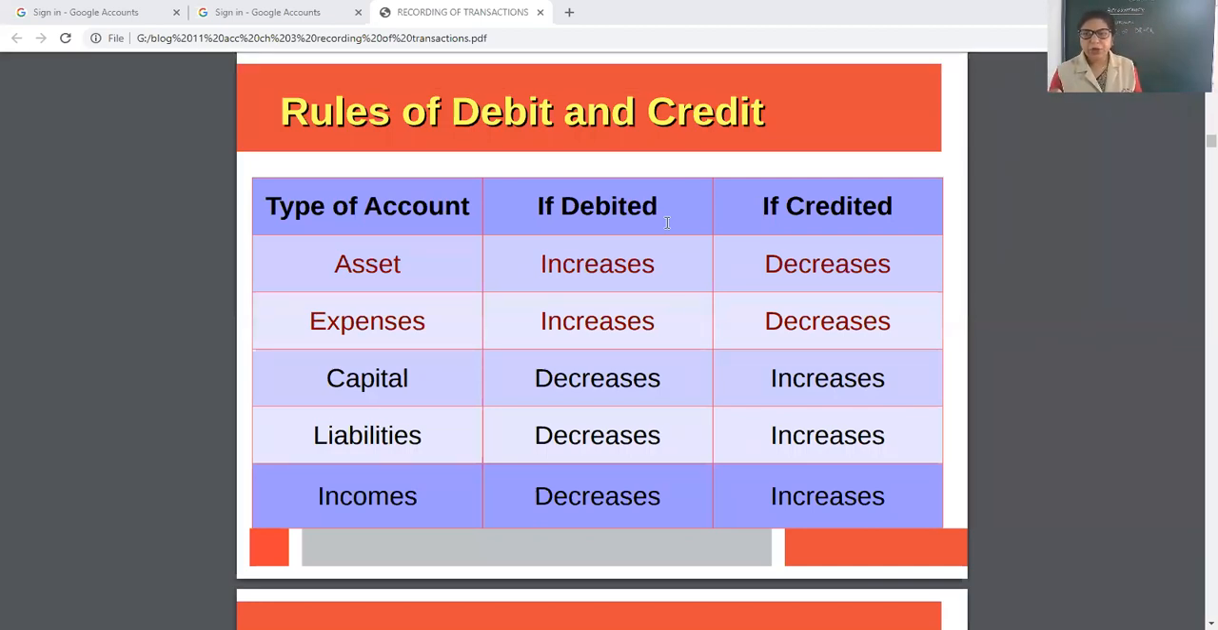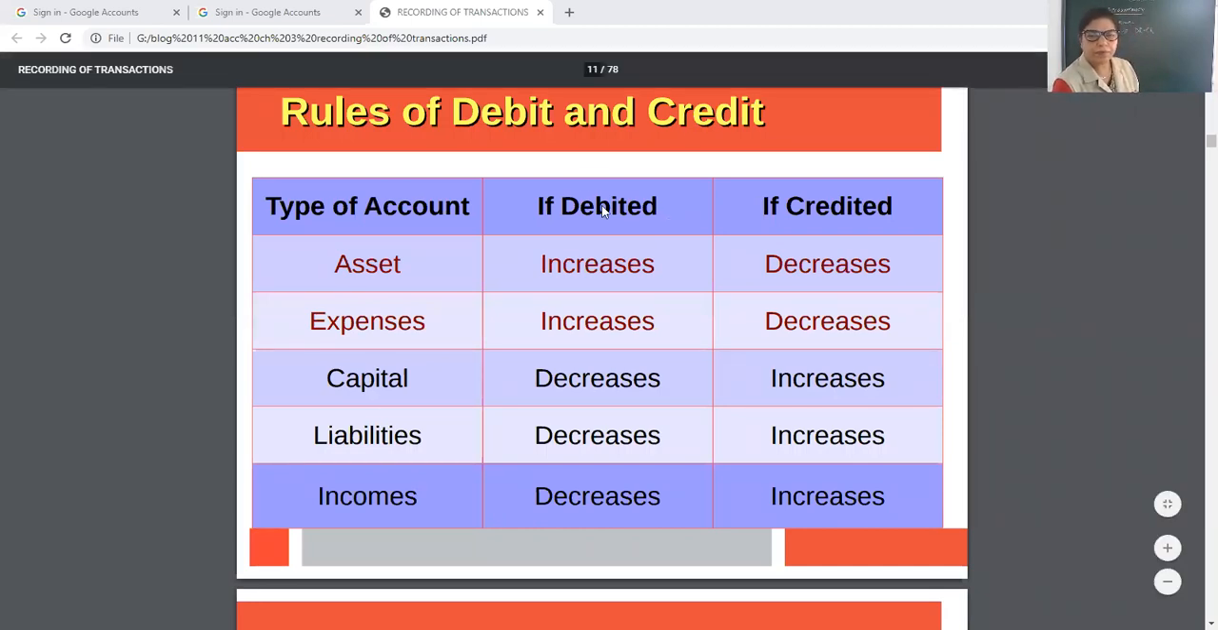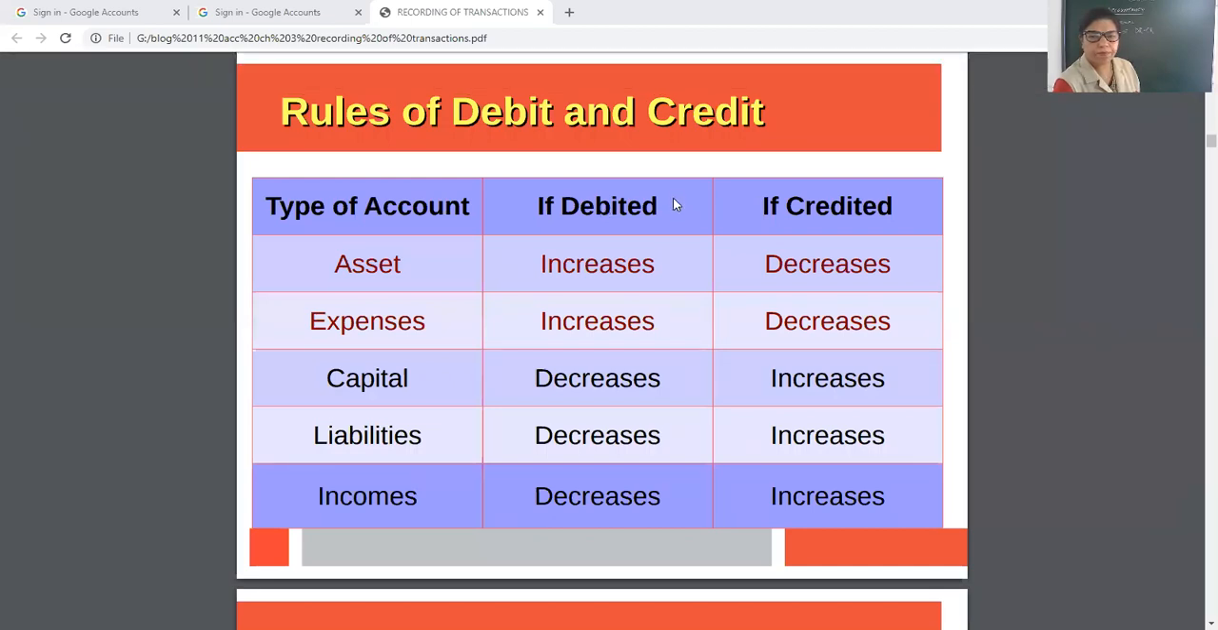See, at the time of making the T-shape account, I explained this one. If asset increases, debit; decreases, credit. Okay, see another. Same rule for expenses. Note down please. Expenses also have the same rule: increases, debit; decreases, credit. And I gave you one keyword: asset and expenses have ID. ID: increase, debit; decrease, credit.